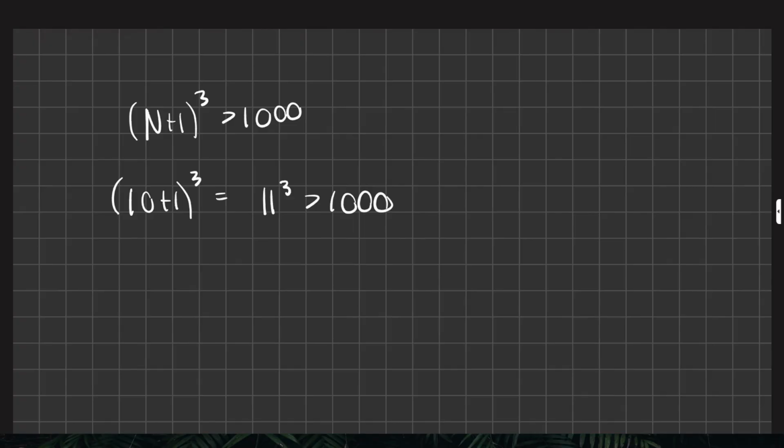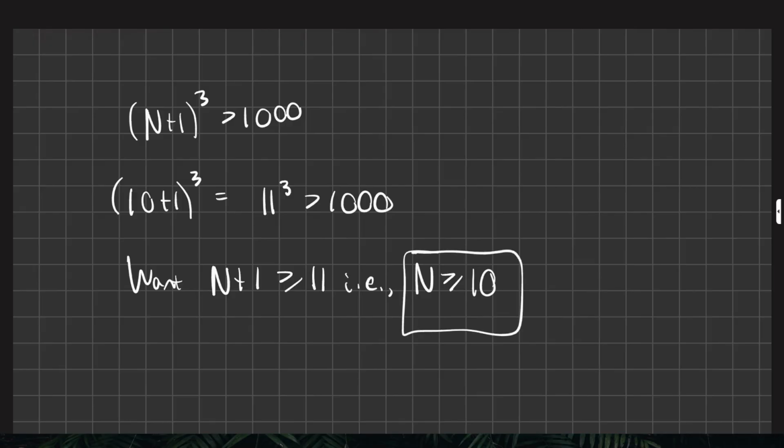So we can stop at least 10. So what we should write is that we want n plus 1 to be greater than or equal to 11. If it satisfies that, then it'll be greater than 1,000. In other words, this just means that we want n itself to be greater than or equal to 10. And this is really our answer. So n greater than or equal to 10 will satisfy this inequality.